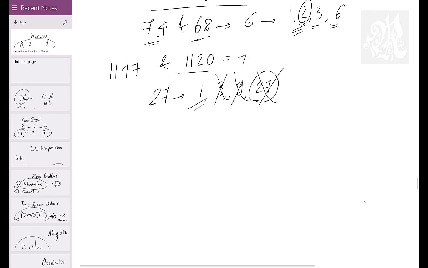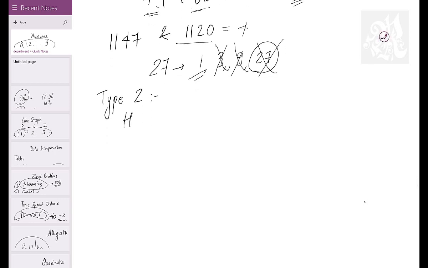The next type, type 2 on HCF and LCM, can be this. Take a question. The HCF of two numbers is 8 and the LCM is 240. Find how many numbers satisfy this. How many pairs AB exist such that their HCF is 8 and LCM is 240.